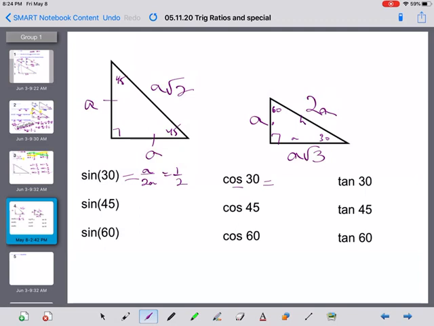Cosine of that 30-degree angle, adjacent over hypotenuse. A radical 3 over 2A is radical 3 over 2. And tangent of 30 is always A over A radical 3, which is 1 over radical 3. What's wrong with that? We like to have a rationalized denominator. So you multiply by radical 3 over radical 3 and get radical 3 over 3. Your calculator will give you the decimal equivalents for all of these.